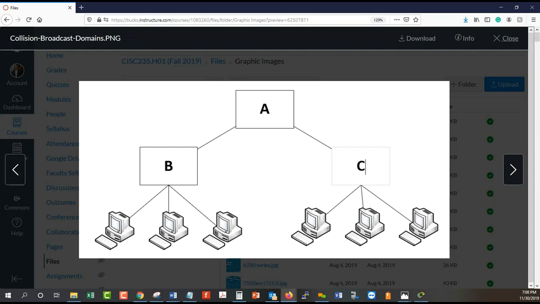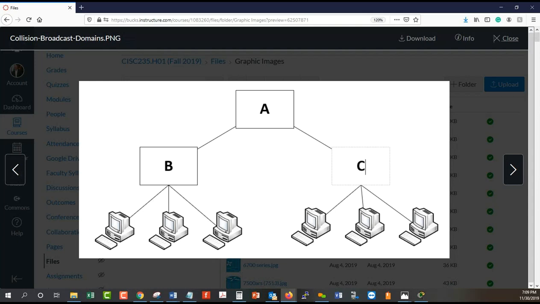All right, now all the devices, A, B, and C, are switches. So how many collision, how many broadcast? A, B, and C are switches. One broadcast, correct. And you're saying 8 collision. Very good. Perfect. Okay, good.